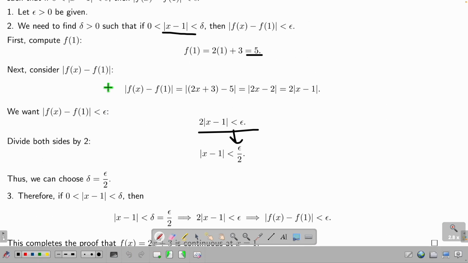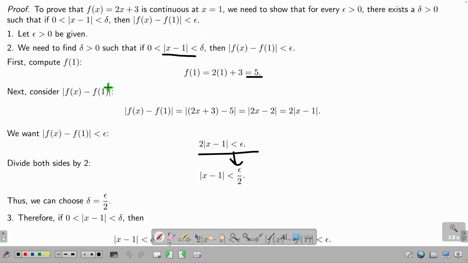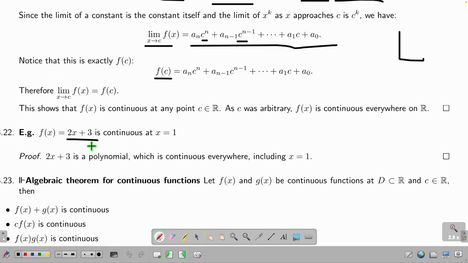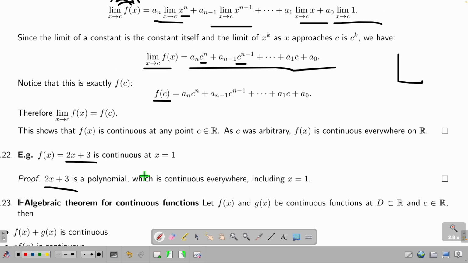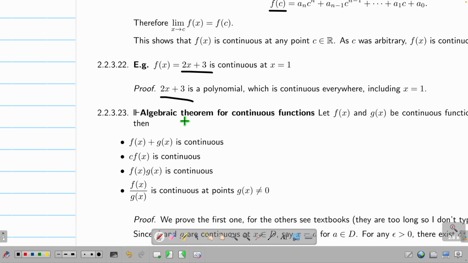This is before I prove polynomials are continuous, so I need to write this big chunk. This is after I prove polynomials are continuous. Then I just say that 2x plus 3 is a polynomial. Therefore, it's continuous. Done. Then you can do the same thing by showing that sine x is continuous, cosine x is continuous, log x is continuous, exp x is continuous.